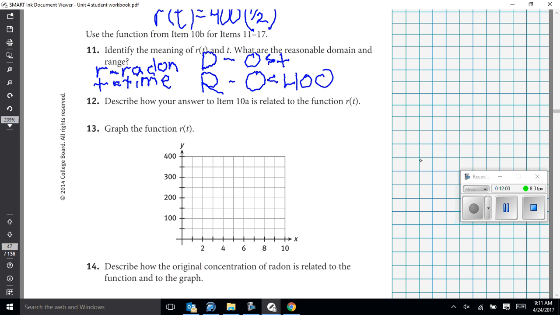All right. So are we okay with where our range is coming from and our domain?